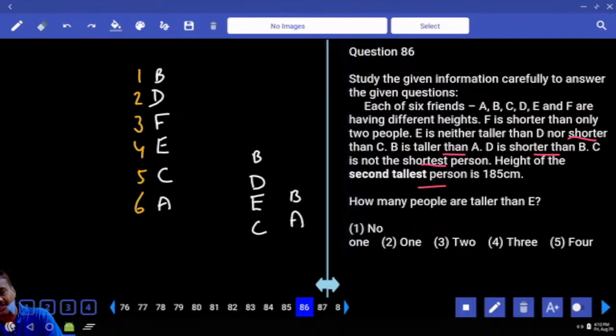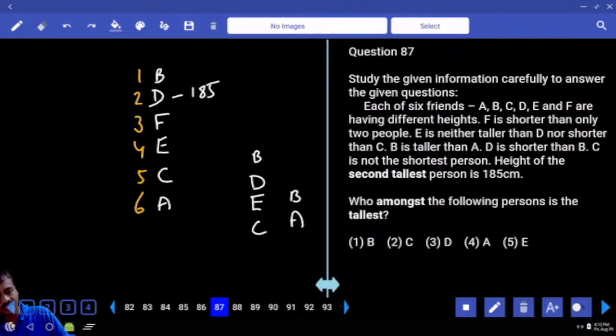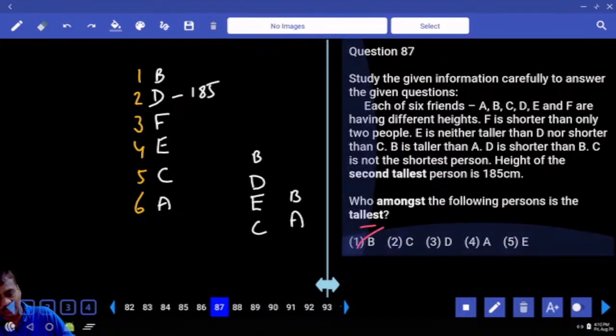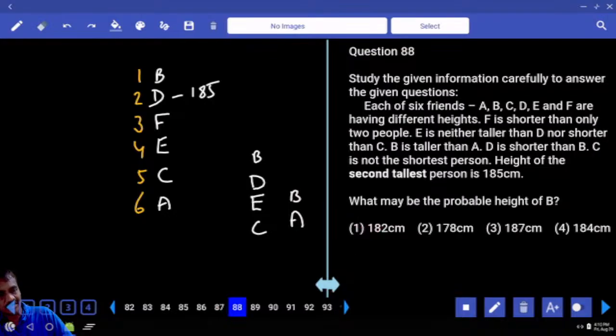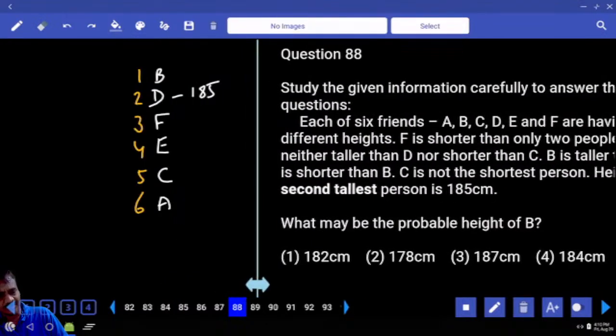Height of the second tallest person, D, is 185. And how many are taller than E? 3, that is choice 4. And 87, who among the following is the tallest? B, choice 1. 88, what may be the probable height of B? The height of B is more than 185, and the probable height is 187, choice 3.